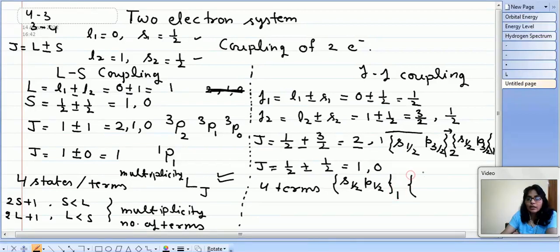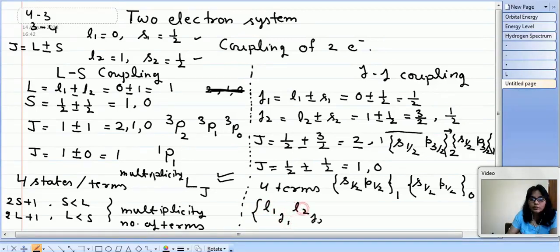And then again we have S half, and then P half, and on the outer side it is 0. So in general it is written as L1 J1, then L2 J2, and on the outer side capital J. This is the general way to denote any term in JJ coupling.